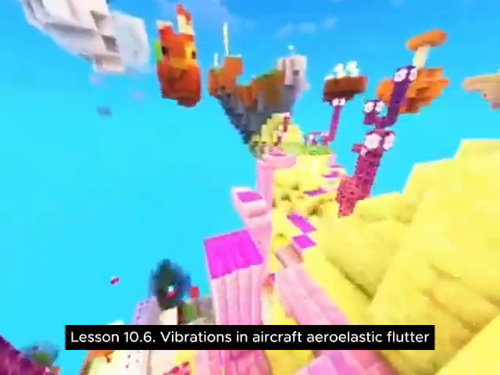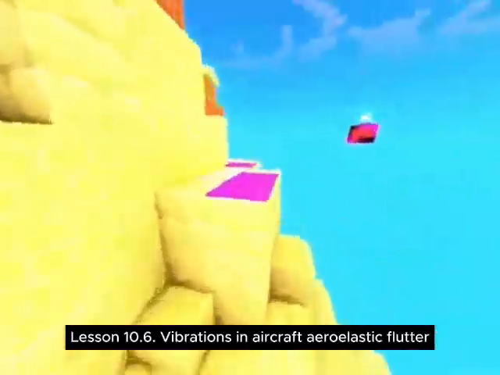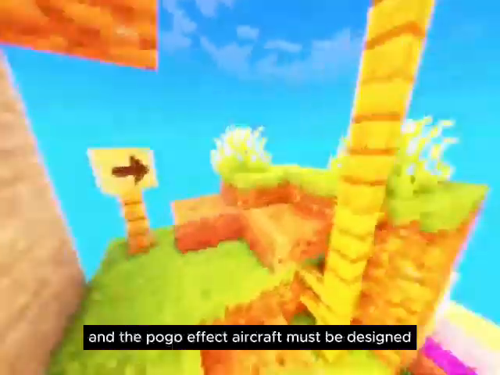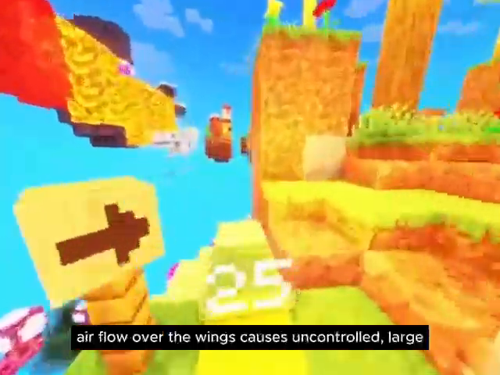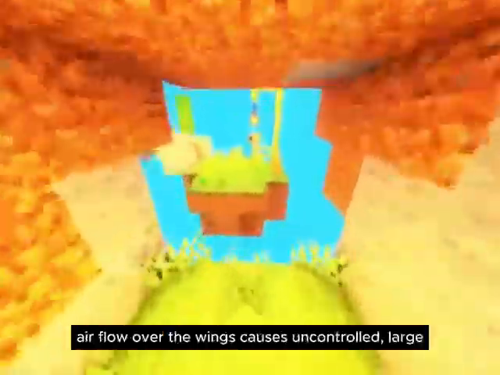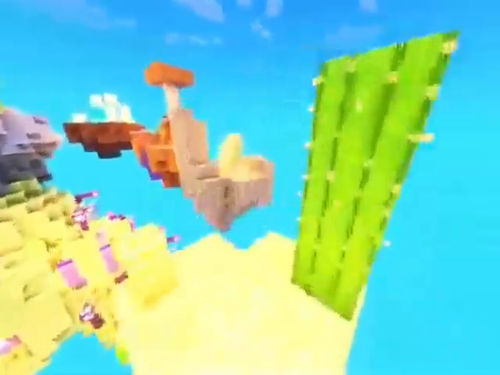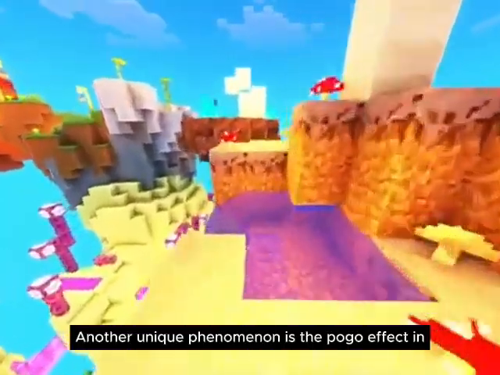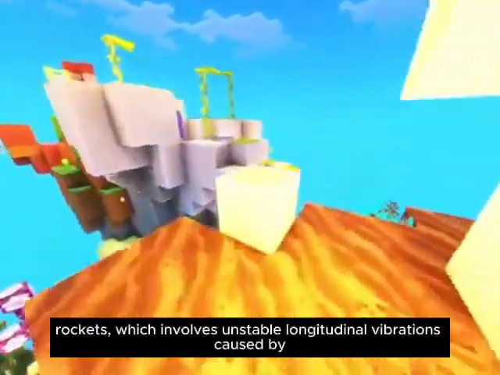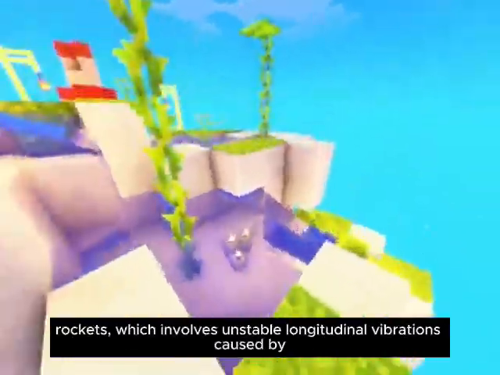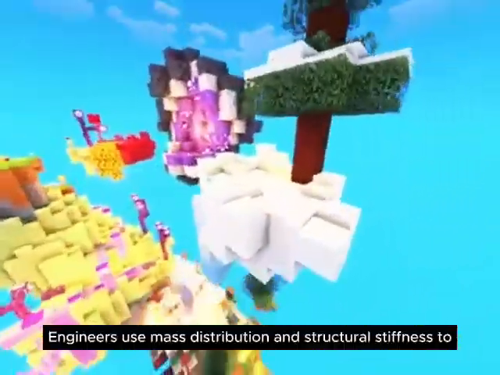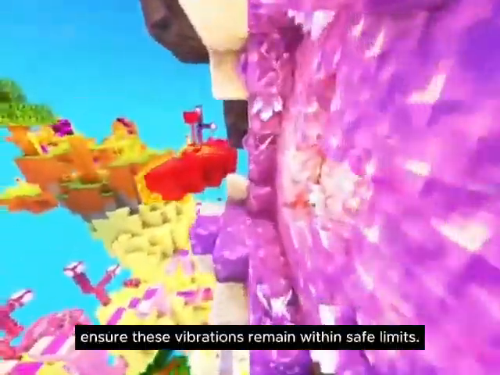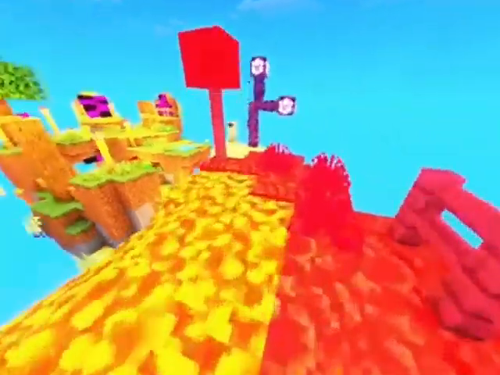Lesson 10.6, Vibrations in aircraft. Aeroelastic flutter and the pogo effect. Aircraft must be designed to avoid aeroelastic flutter, which can occur if airflow over the wings causes uncontrolled, large-scale vibrations. Another unique phenomenon is the pogo effect in rockets, which involves unstable longitudinal vibrations caused by the interaction between the structure and the engine's thrust. Engineers use mass distribution and structural stiffness to ensure these vibrations remain within safe limits.